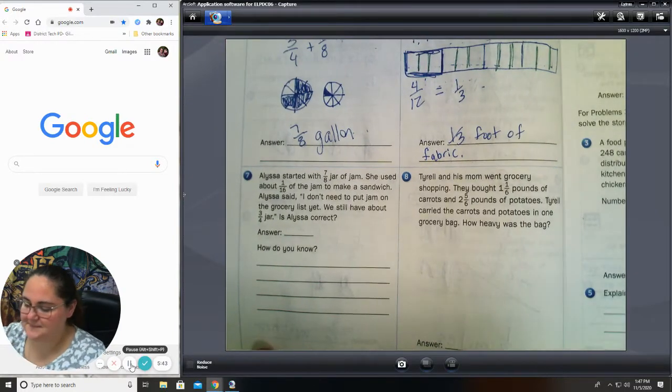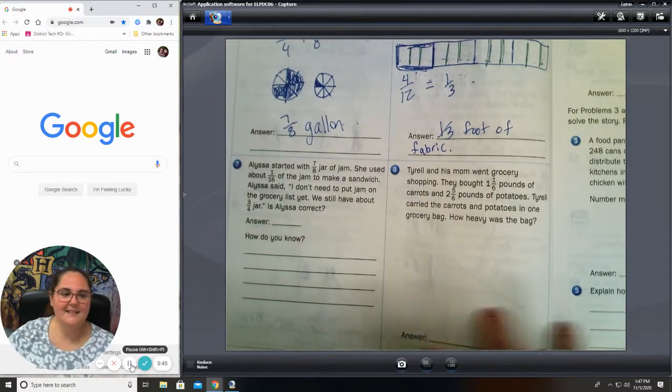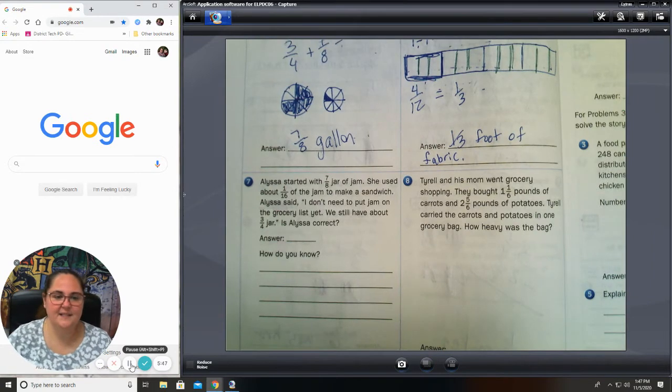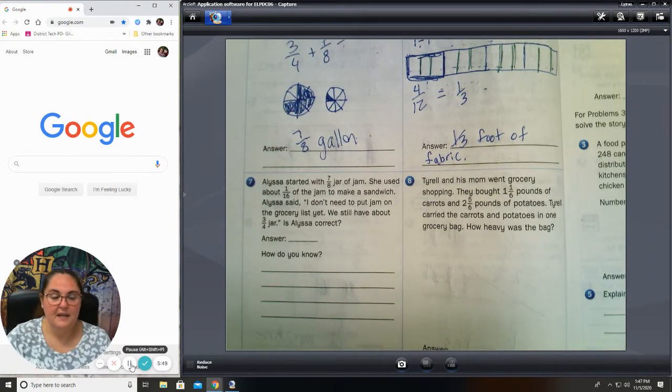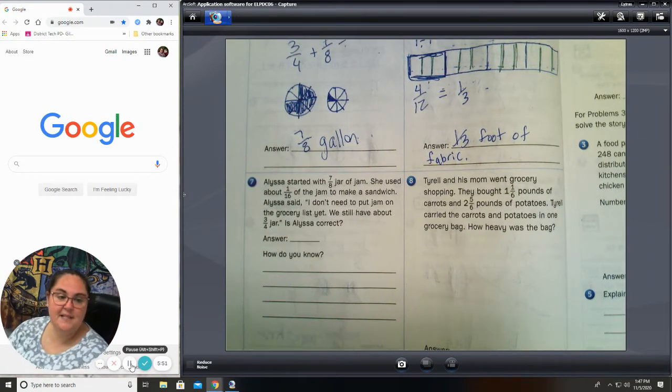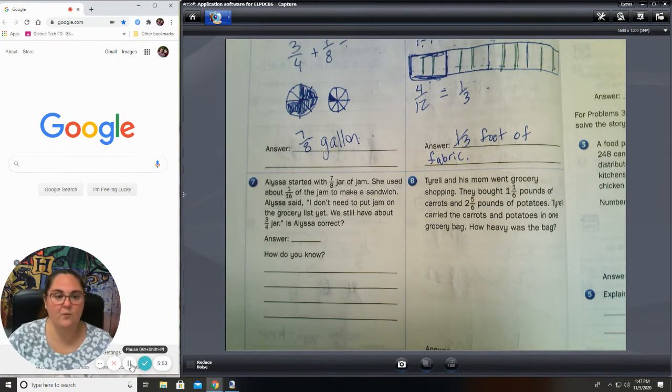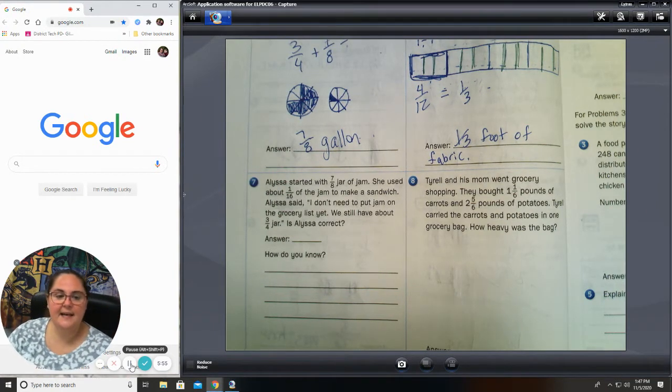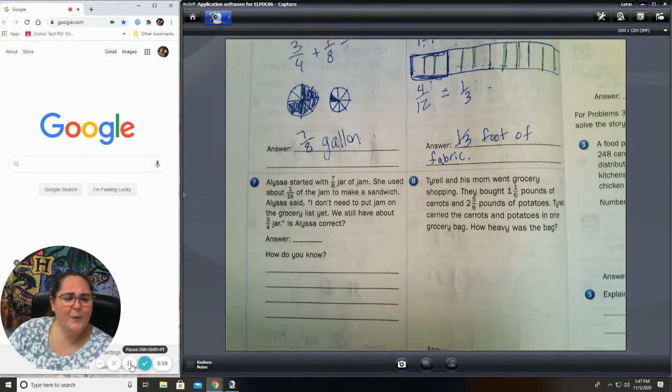Number 7. Alyssa started with 7/8 jar of jam. She used about 1/16 of the jam to make a sandwich. Alyssa said, I don't need to put jam on the grocery list yet. We still have about 3/4 of a jar. Is she correct?